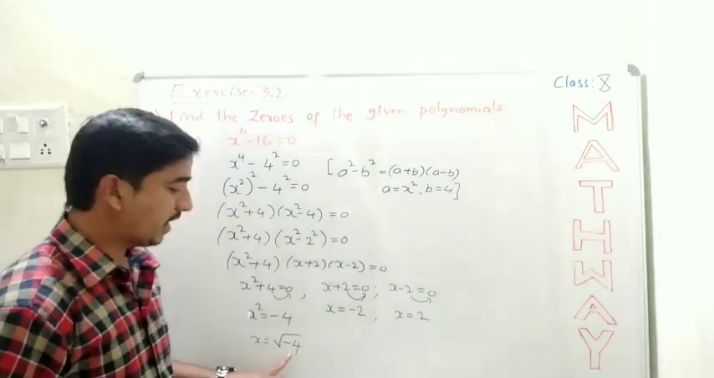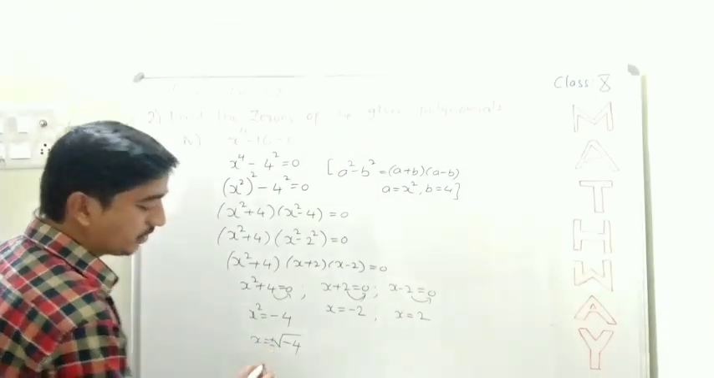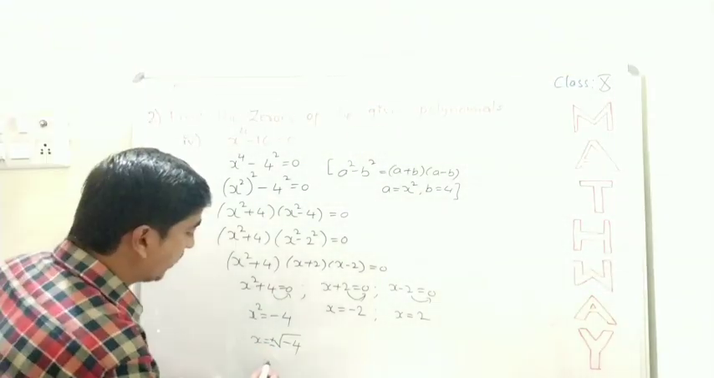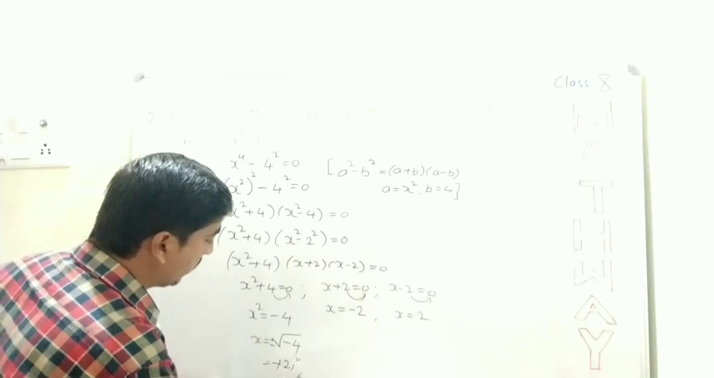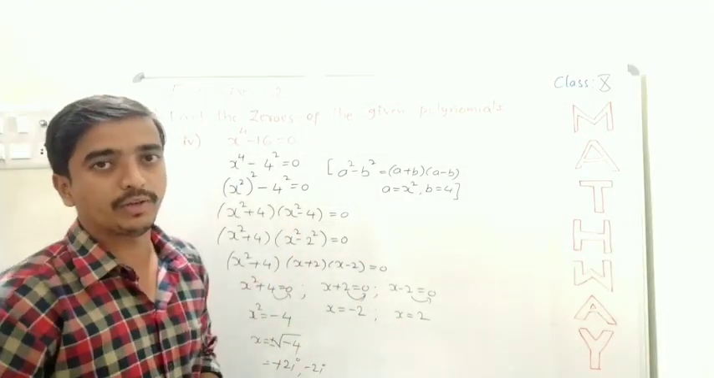So here, this is the root of minus 4. So x square is there, so it becomes plus or minus root of minus 4. So the root of minus 4 can be written as plus 2i and minus 2i. So these 4 numbers are the zeros of the given polynomial.